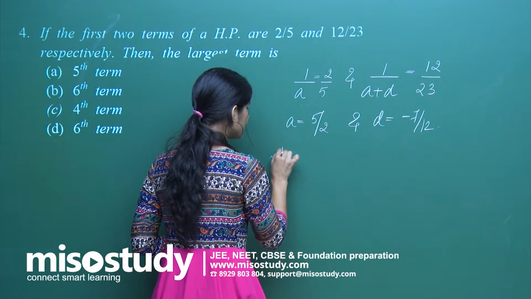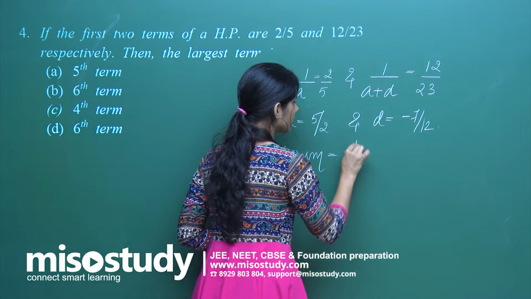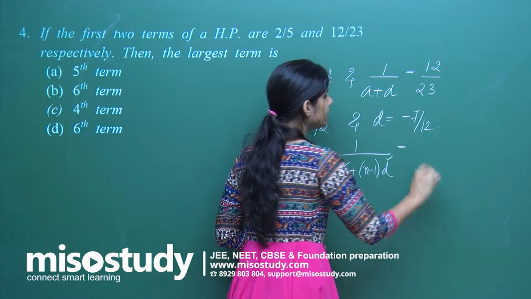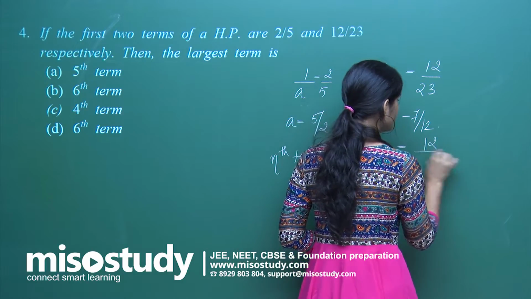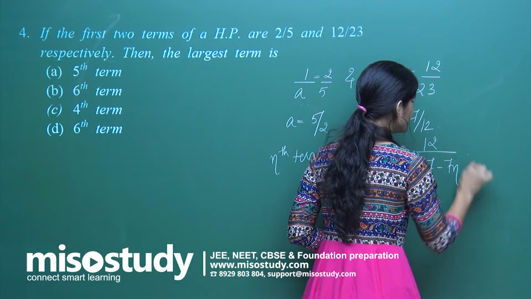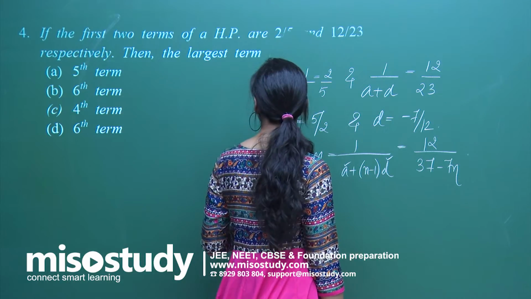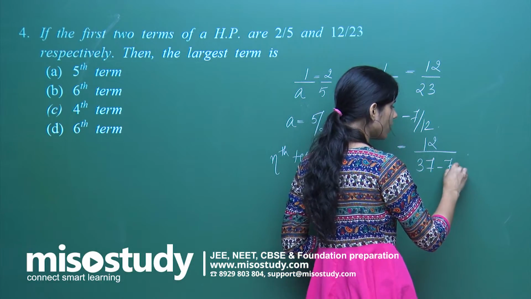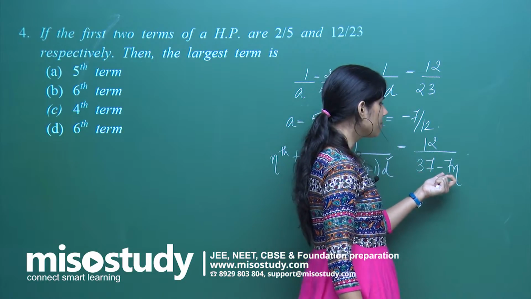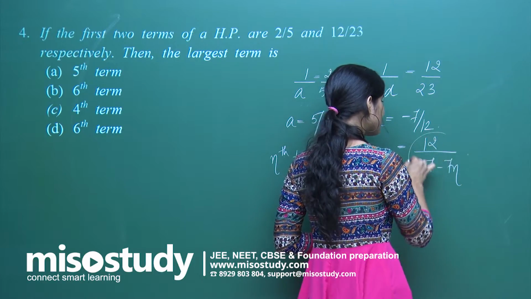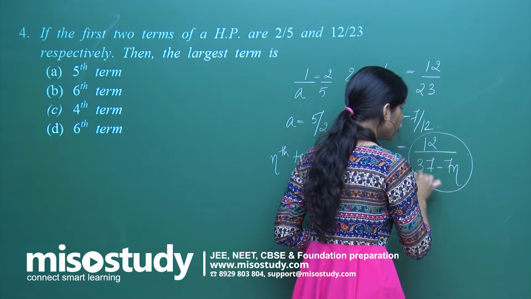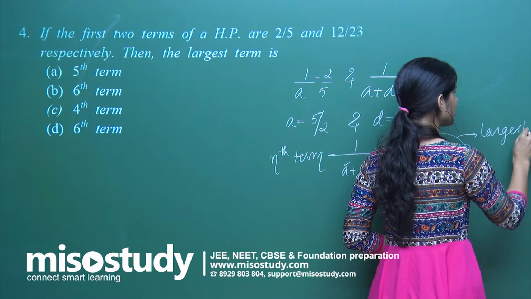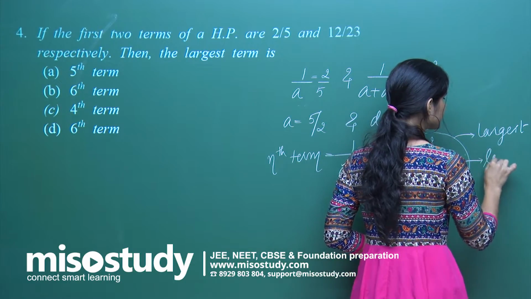Nth term of the HP is given by what? 1 upon A plus N minus 1 into D. You have A, you have D, you are going to find this out. This is going to come out to be 12 upon 37 minus 7N. I want that N for which I can get the largest term. Now if you put N equals 1, you get 12 upon 37 minus 7. One thing you understand, for this complete fraction to be the largest, the denominator has to be the least.